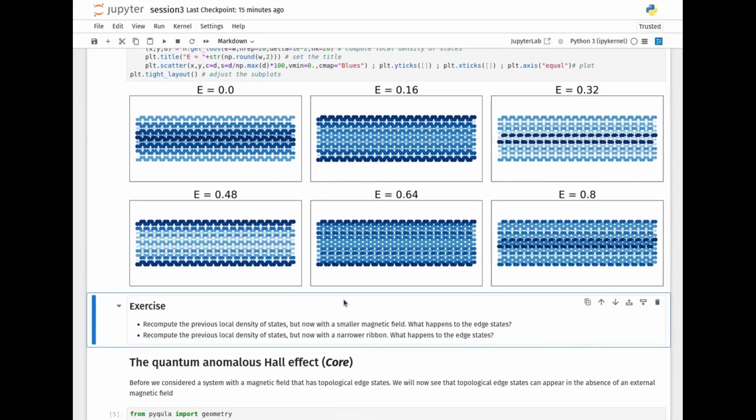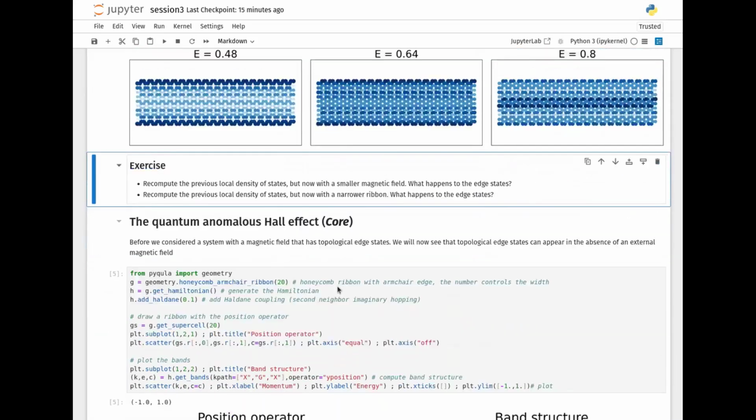So in order to get these edge states, you need two things at the same time. You need to have a gap that is large enough that in this specific case is controlled by the magnetic field, and you also need the system to be wide enough so that the two edges are decoupled.